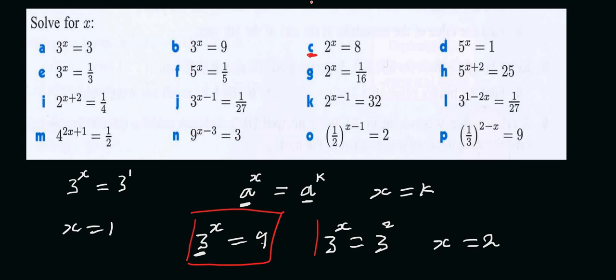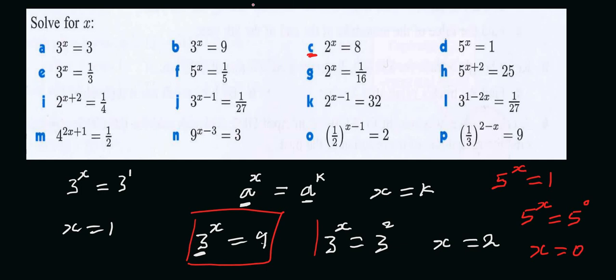So question D, we have 5 exponent x is equal to 1. Whenever you have this kind of question, always remember that if you have a number to a 0 exponent, that number is 1. Since we have the base to be 5, this becomes 5 exponent x equal to 5 exponent 0. Any number to the power of 0 is 1. Therefore, since we have the same base on both sides, x will be equal to 0. I hope this is clear to you.